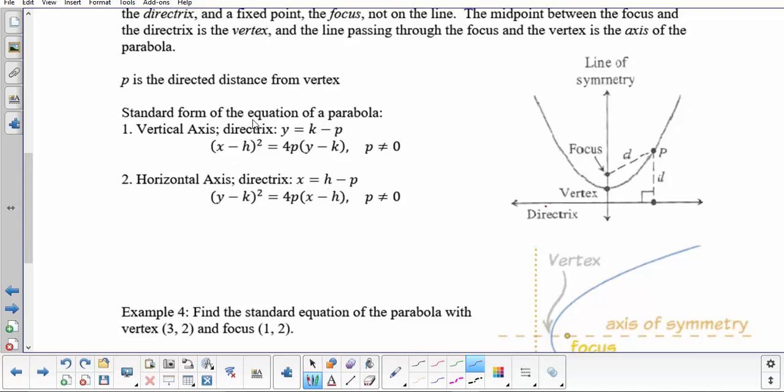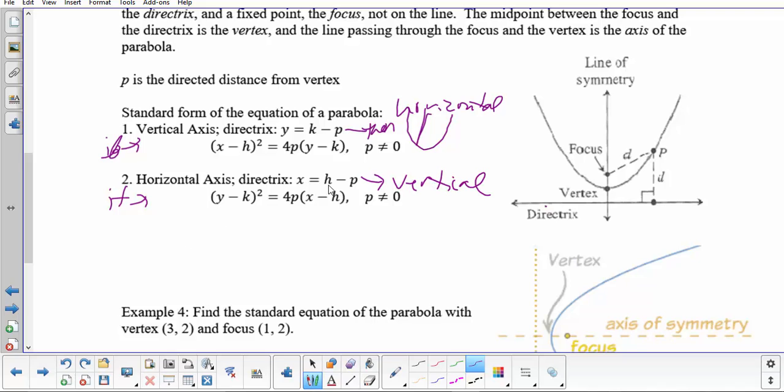So the standard form of the equation of a parabola. So if it's a vertical axis, meaning it's going up and down, that means that we're going to have our parabola opening this way. So it's going to be our regular y equals something x squared. Okay. So if it's a vertical axis, then the directrix is horizontal. Okay. And if we have a horizontal axis, then the directrix is going to be vertical. Okay, that's an important thing to think about as we write these lines.